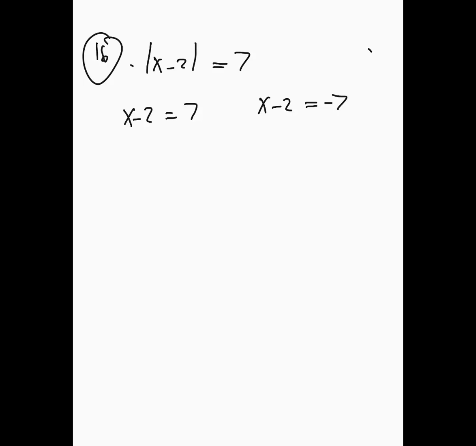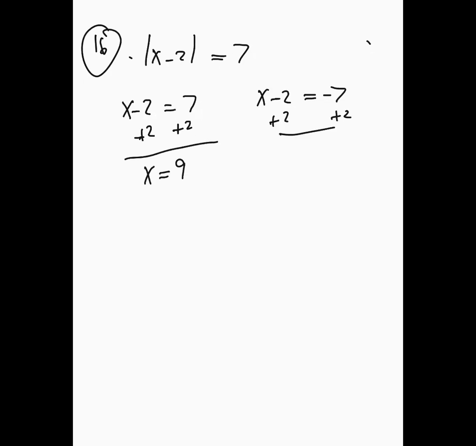So x minus 2 equals 7 or x minus 2 equals -7. Then you add 2 to both sides. So x equals 9, x equals -5, right? And then we've solved it. That was easy. So cool.